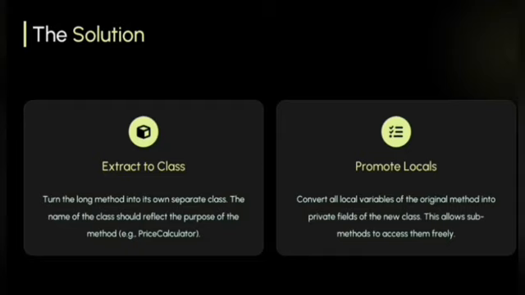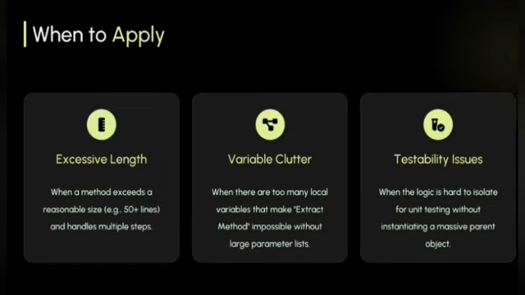So what is the solution to this problem? Extract to class, and second one is promote locals. So what is extract to class? Turn the long method into its own separate class. The name of the class should reflect the purpose of the method. For example, price calculator. And second one is promote locals, that is convert all local variables of the original method into private fields of the new class. This allows the extracted method to access them freely.